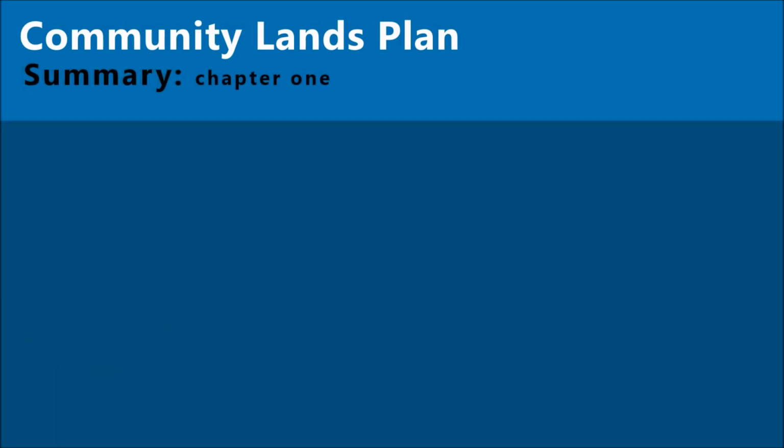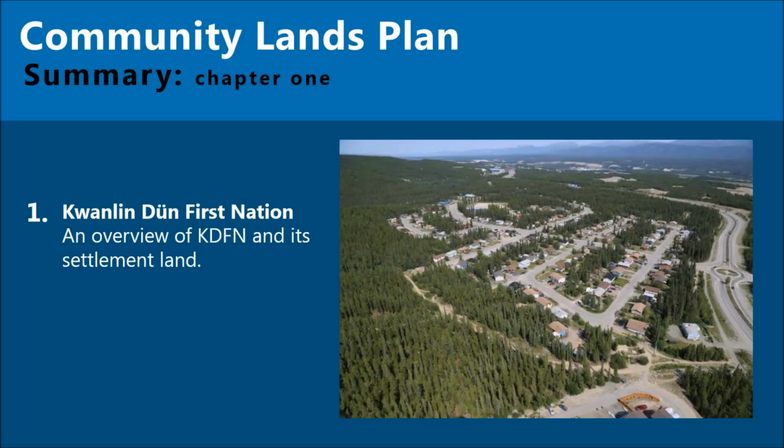So now I'd like to shift to providing you a summary of what the Community Lands Plan is all about. As I mentioned earlier, we have developed a plan. It's got a number of chapters, and I'd just like to take people through what those chapters are focused on. So Chapter 1 is basically an overview of Kwalendon and its settlement land. It talks about history, current situation, economics, that kind of thing, just to provide some of the context for the subsequent discussions. And that's an image, on the right side of the screen there, of McIntyre subdivision within Whitehorse.